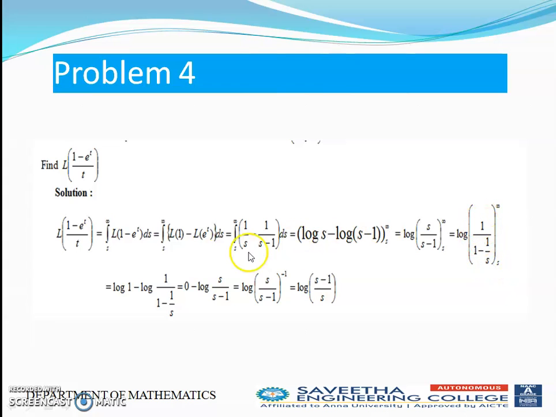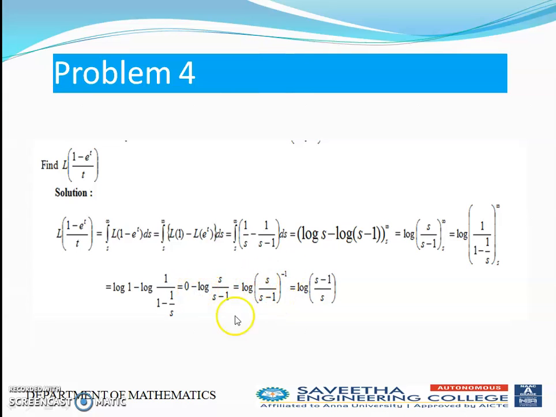So log 1 minus 1 divided by 1 minus 1 by s. So log 1 must be 0. Anything divided by infinity must be 0. So therefore log of s minus 1. Here take the LCM, s minus 1 divided by s, then take the reciprocal, so s by s minus 1. So that implies log of s divided by s minus 1, to the power of minus 1.